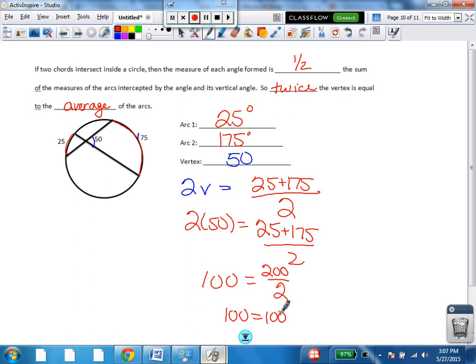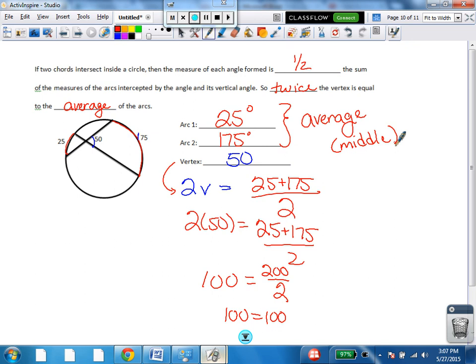So given 2 arcs of 25 and 175 and a vertex of 50, we multiply the vertex by 2, and then we find the average of this. In other words, average is, what's the middle? Or what lies exactly in between?